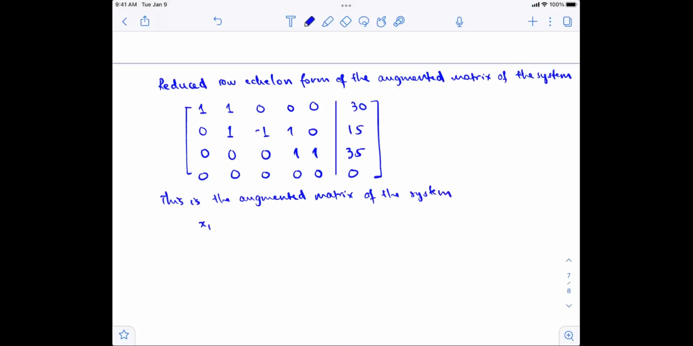You have x1 plus x2 equal to 30. x2 minus x3 plus x4 equal to 15. And x4 plus x5 equal to 35. All right. So now I'm going to solve x1 in terms of x2.